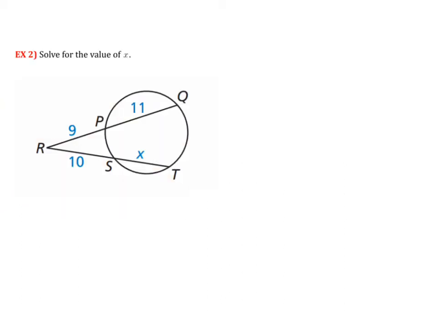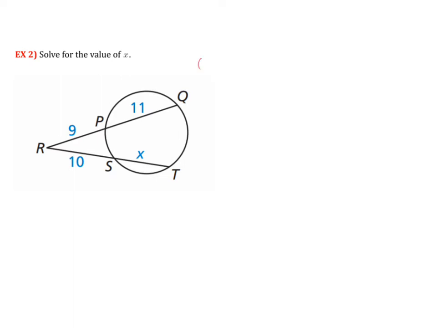All right, so let's go ahead and actually use that in an example now. So for example 2, it says to solve for the value of x. So x here represents the length of ST. And the first thing that we notice is that we are not working with two chords that intersect inside the circle. Instead, we are working with two secants with a common exterior point. So we're going to go ahead and use that last theorem that we just went over.